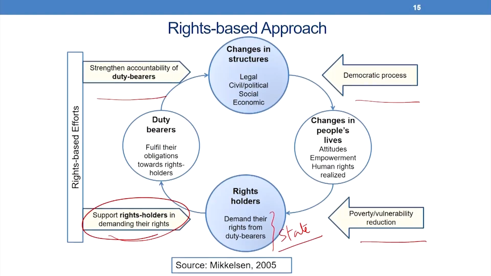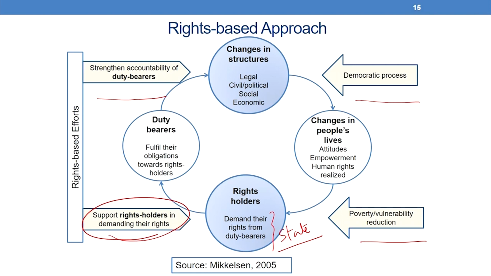So, therefore, these rights based efforts in the form of providing entitlements through policy frameworks also strengthen accountability on the part of the duty bearers, which then go on to bring about changes in structures. So, the fact that we have already put in place the Right to Education Act or Right to Employment Act means that we have brought about a basic change in the legal structure, the social structure, economic structure, and all of these changes within the structures bring about changes in people's lives by changing attitudes, empowering them, by ensuring that human rights have been realized, and this itself is a highly democratic process.